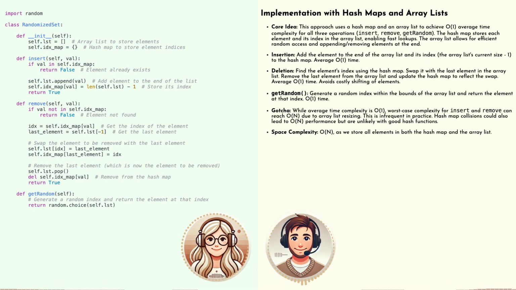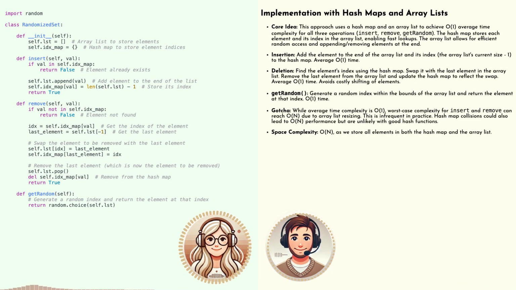A swap. Okay, I'm listening. What are we swapping? We swap 5 with the very last element in the array list. That way we're always deleting from the end, which is a super fast constant time operation. Clever. But wait, doesn't that mess up our hash map? Now the element we swap with 5 has a new index.